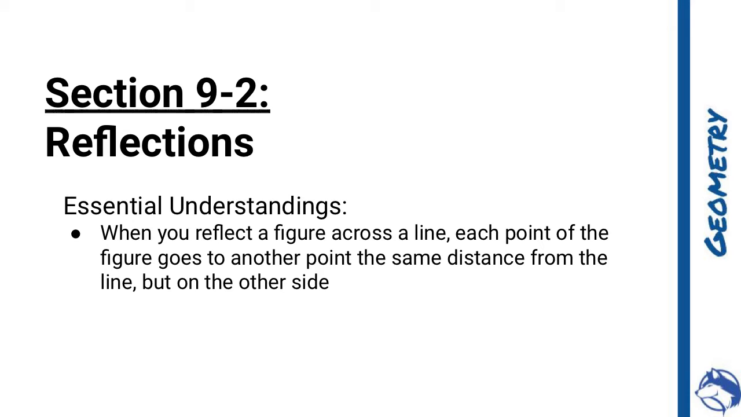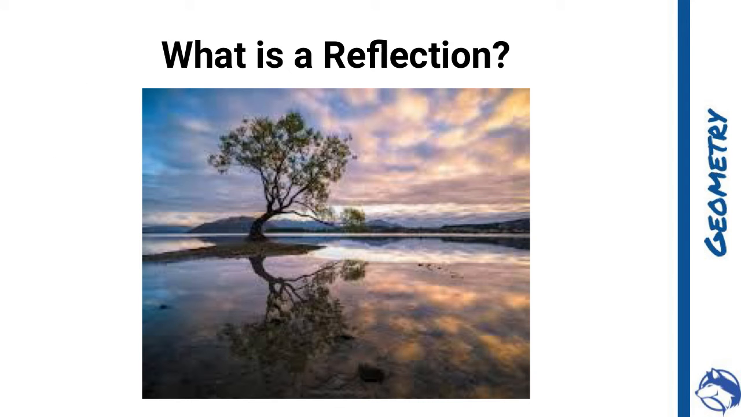Okay, so here we go. We've got section 9.2, reflections. When you reflect a figure across a line, each point of the figure goes to another point that ends up being the same distance from the line, but on the other side. When we think of reflections, we think of things reflecting off of water, for example.